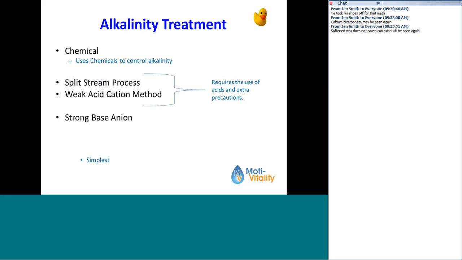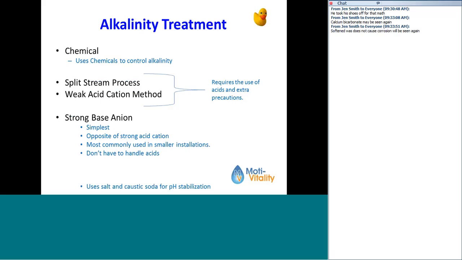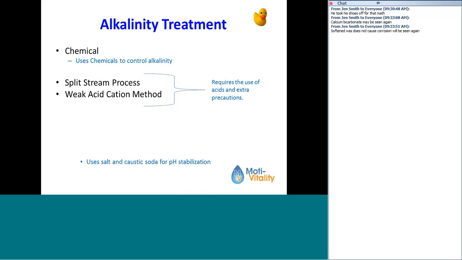Strong base anion resin is the simplest way to treat it. It's the opposite of a strong acid cation, which is what water softening does. It's most commonly used in smaller installations, and you don't have to handle the acids with it. It uses salt and caustic soda for pH stabilization.